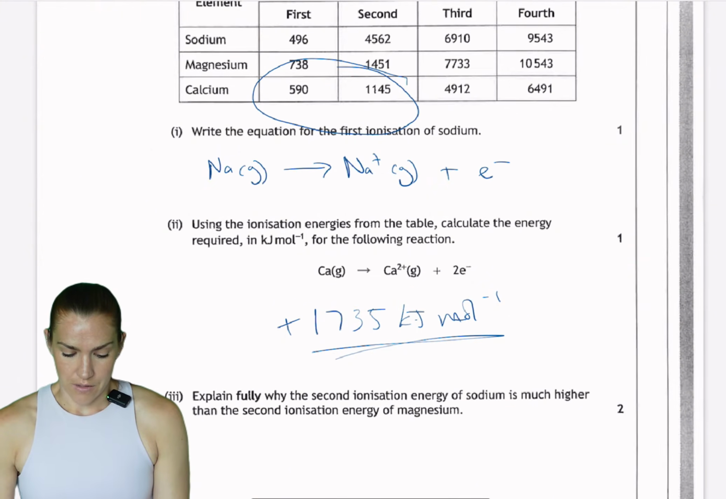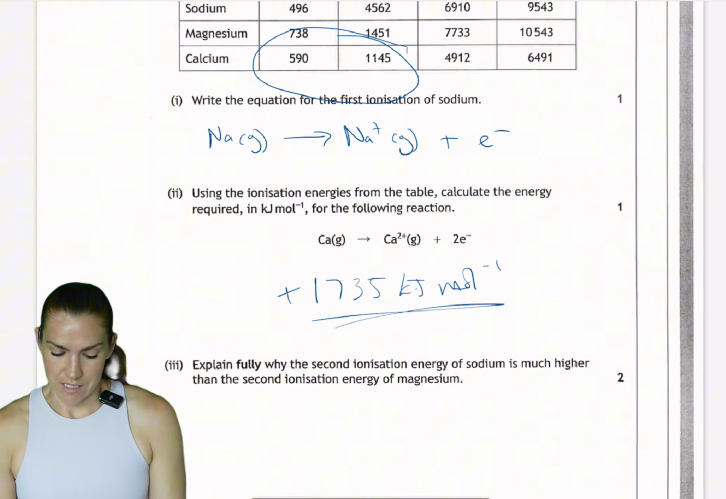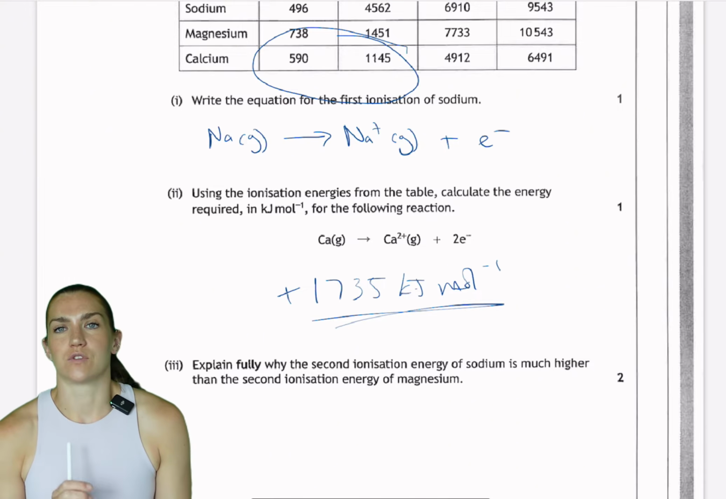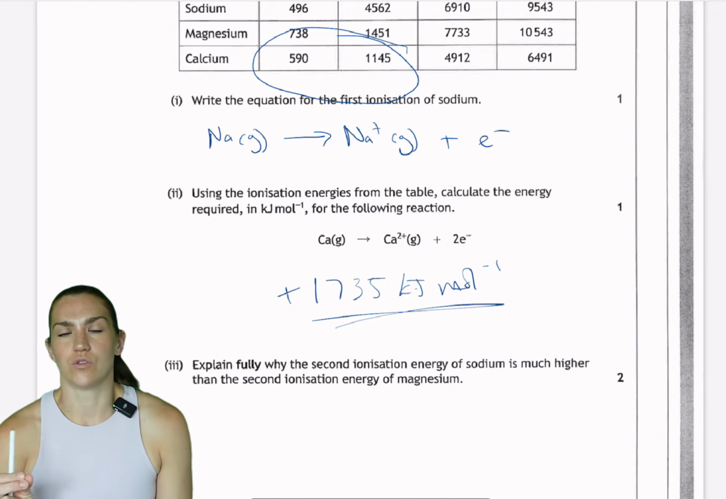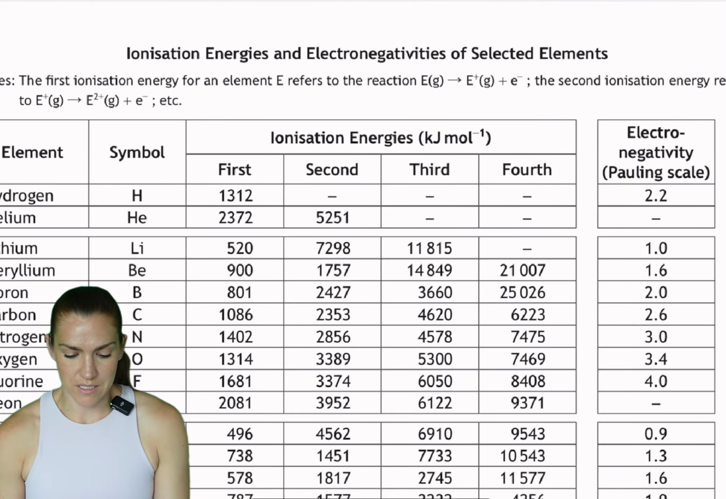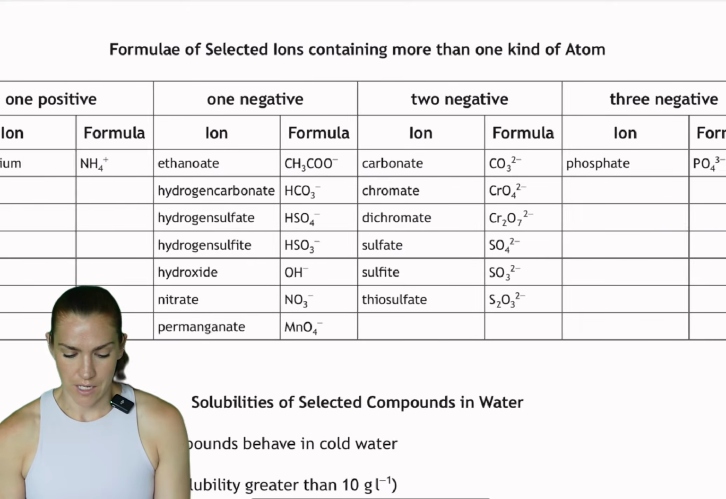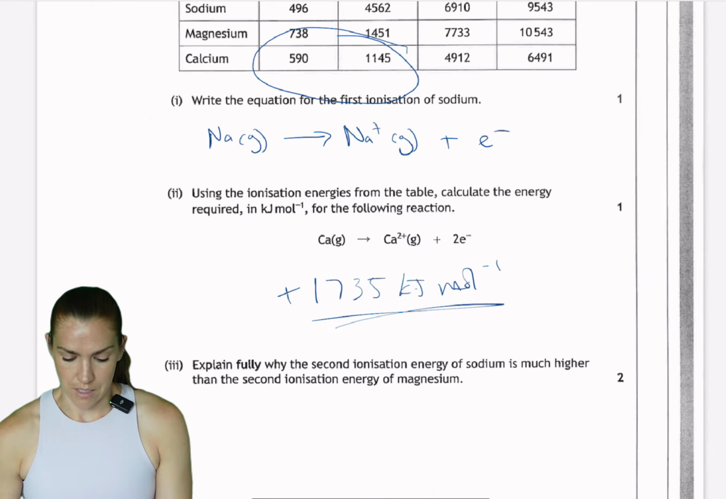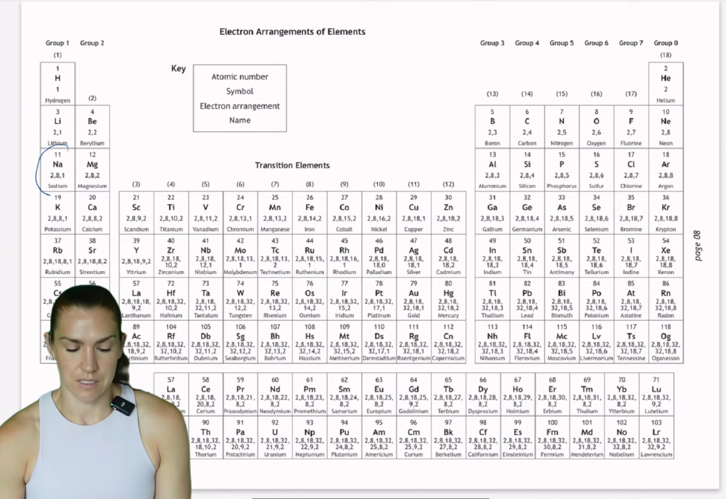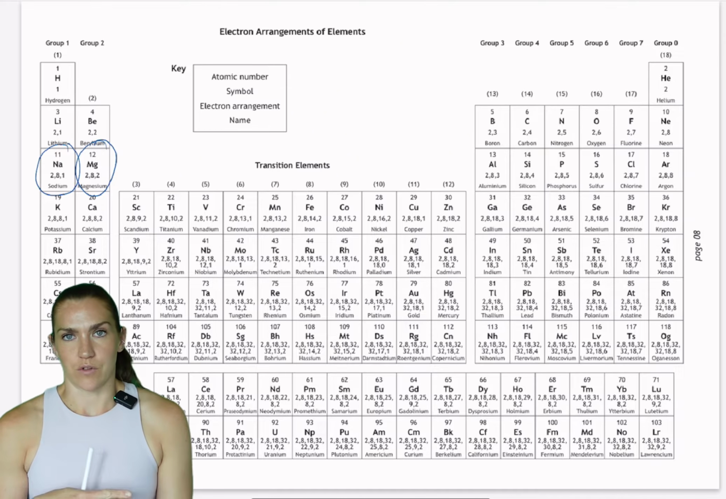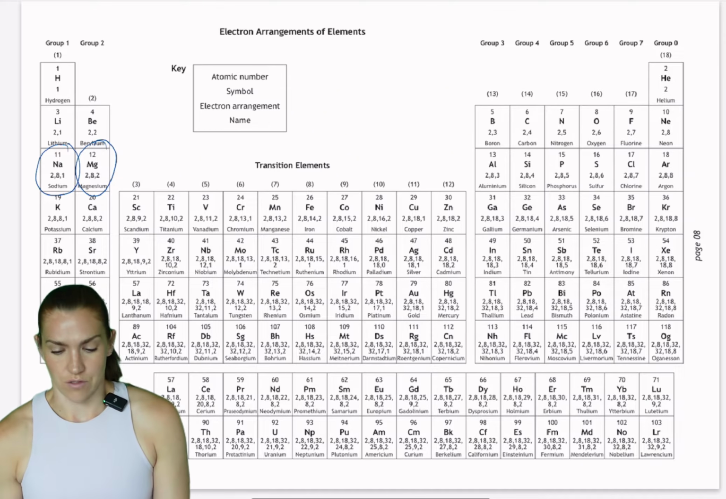So then part 3, explain fully why the second ionization energy of sodium is much higher than the second ionization energy of magnesium. On this occasion we are comparing 2 different types of atom. So the best thing to do here is to look at the periodic table and see where they are in relation to each other. So we're looking to compare sodium and magnesium. If we look, sodium is here, magnesium is here, so they're across a period from each other. This means that we're looking for the explanation of a trend across a period.